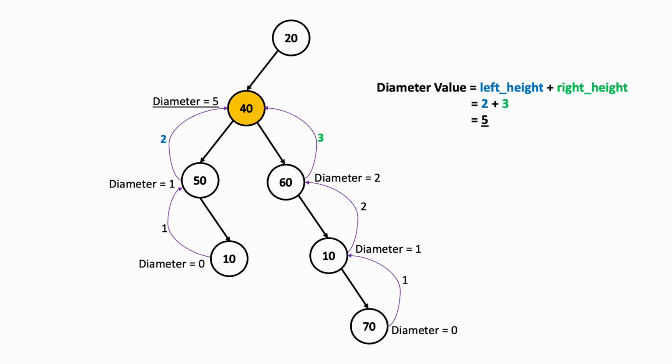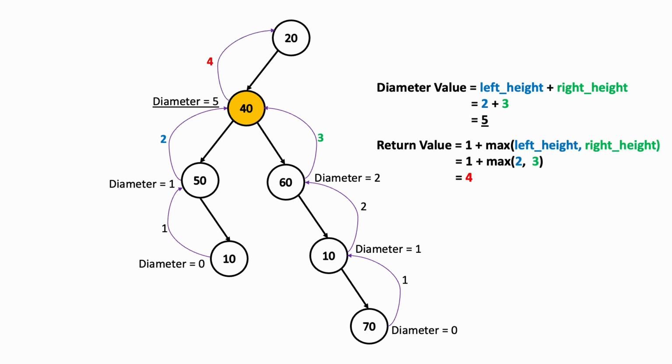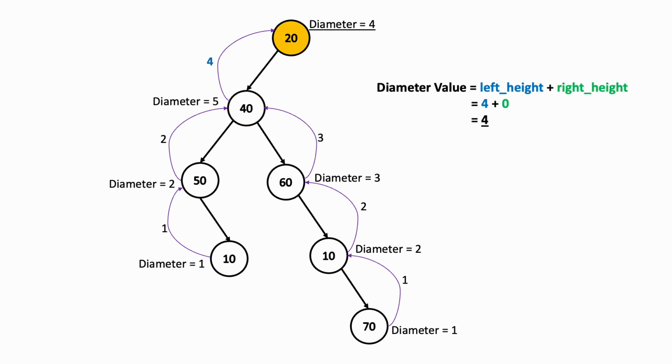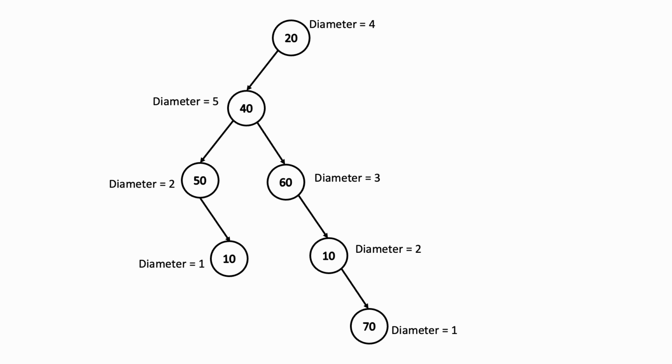The diameter with the current node 40 being root will be the sum of left branch and right branch, which is 5. The value that we return to the parent node will be 4. Next we will go to parent node 20. The diameter with the current node 20 being root will be the sum of left branch and right branch, which is 4. This node does not have any parent node, so we can ignore calculating the return value and we will stop our tree traversal. So these are the diameters of each node being root. We pick the maximum of all the diameters, which is 5, and return it.